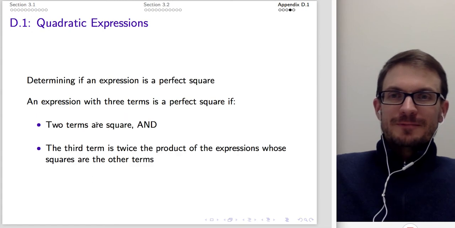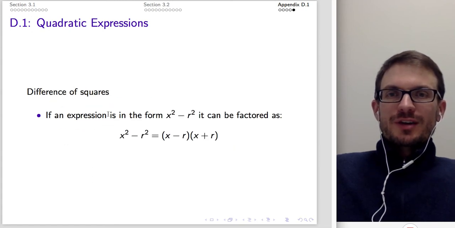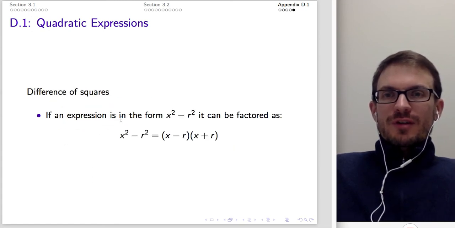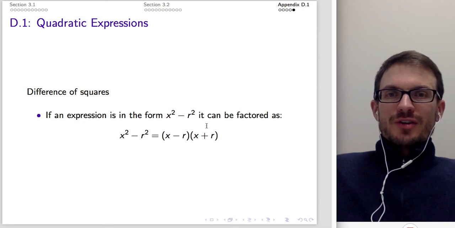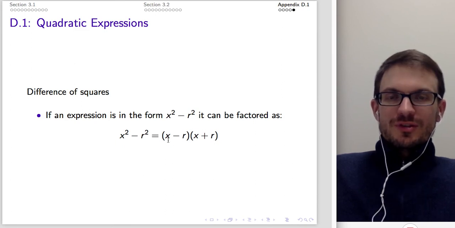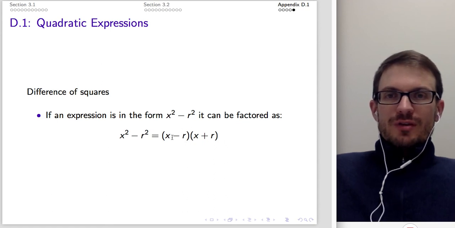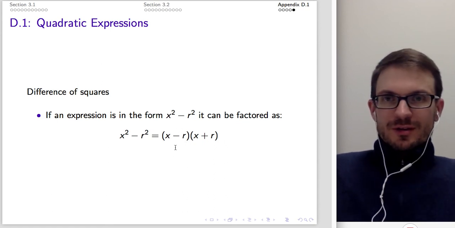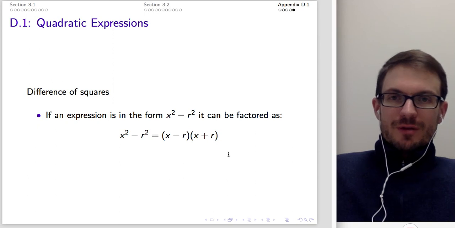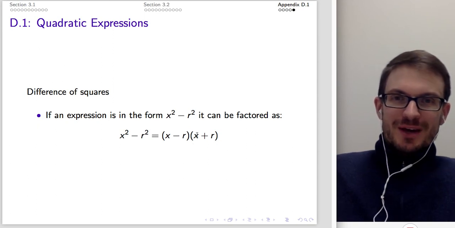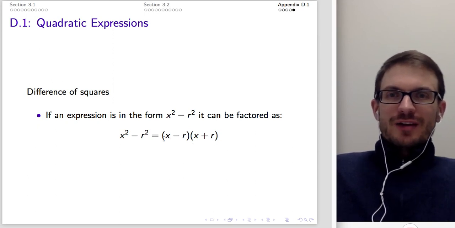You might. And then the last thing, a difference of squares. If an expression is in the form x squared minus r squared, it can be factored as the quantity x minus r times the quantity x plus r. And you can distribute this, or you can FOIL, and you'll see we get an x squared, we get an r times a minus r, or a minus r squared, and in the middle we get a minus rx plus an rx. And the middle terms sum and drop out.